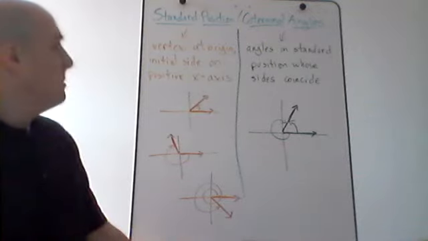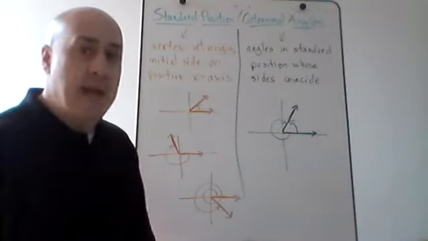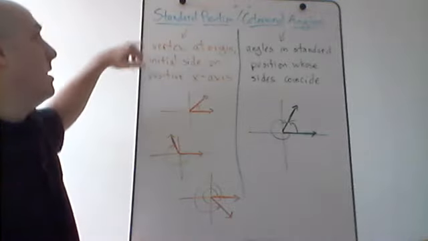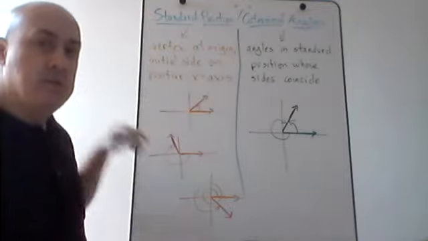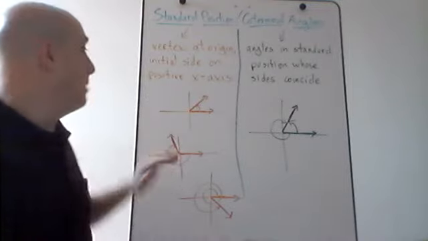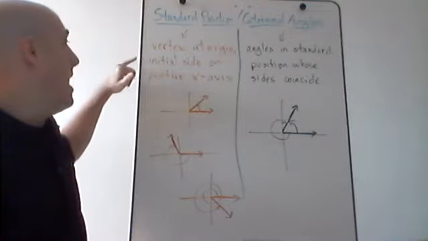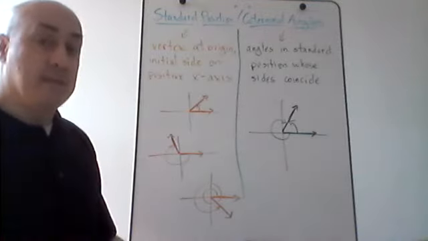Alright, in this video we're going to be talking about standard position of angles and also coterminal angles. First up, standard position. An angle in standard position is drawn in the XY coordinate plane so that it has its vertex at the origin and its initial side is on the positive x-axis.